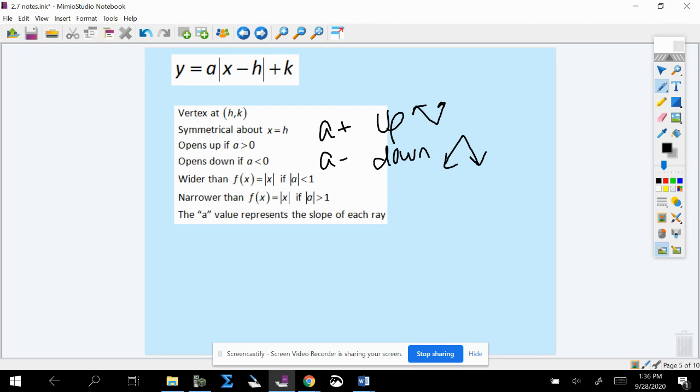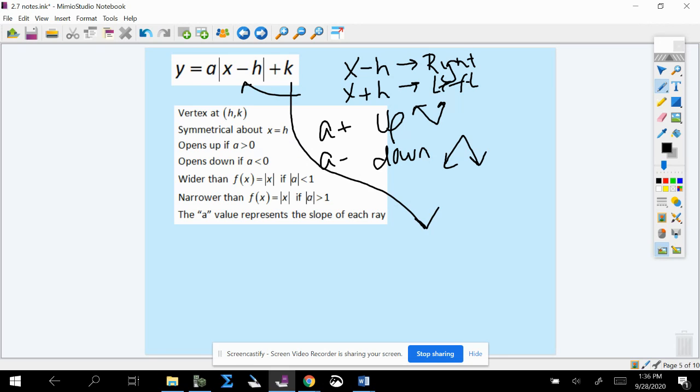We're going to have this piece in here determine if it goes to the right or to the left. If it's x minus h, it's going to go to the right that many spaces. If it's x plus h, it's going to go to the left. So it's going to move that V graph right or left. It's going to be a horizontal shift. Your K value, let me come down here. If I have a positive number at the end, like a +5 or a +2, this is going to make it shift up. If it's a minus K value, it's going to make it shift down.